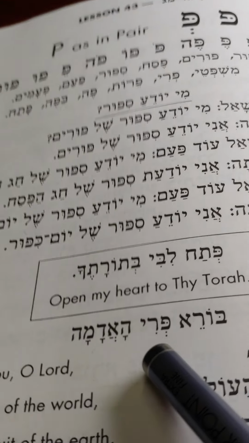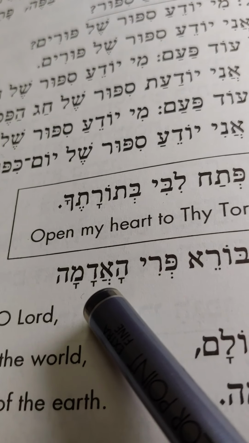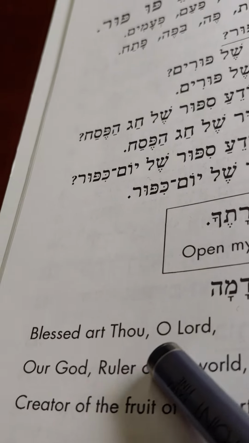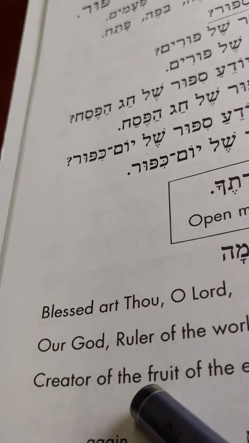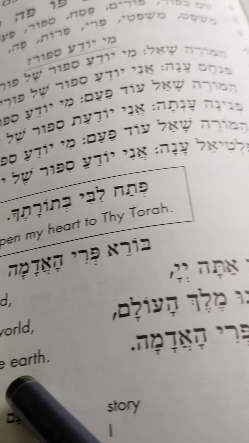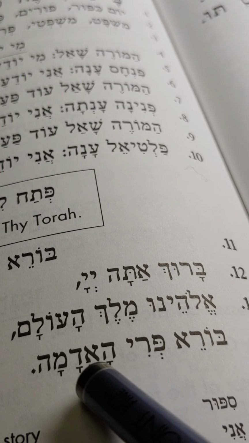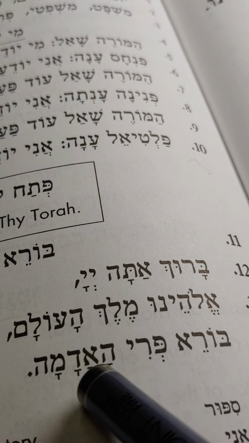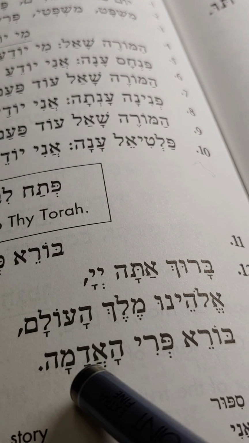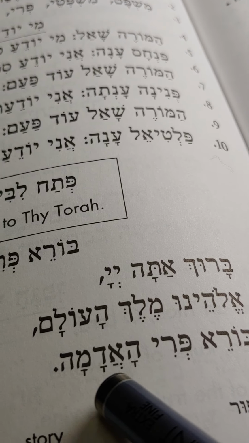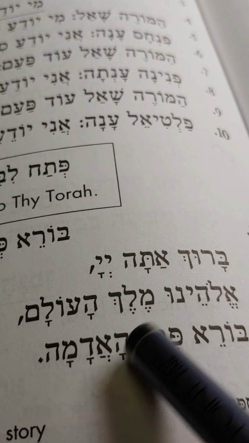Borei pri ha'adama, who creates the fruit of the earth. Blessed art thou, O Lord, our God, ruler of the universe, creator of the fruit of the earth. Okay, so you're going to eat a carrot, or beet, or radish, or peas. These are vegetables that grow from the ground. So this is what you would say.